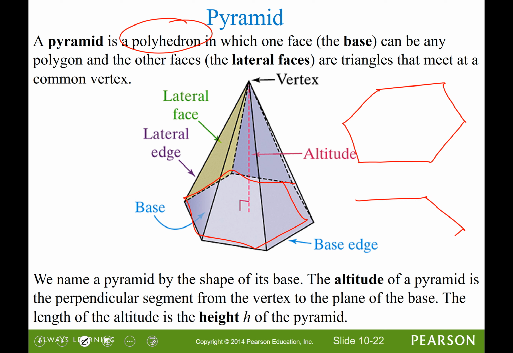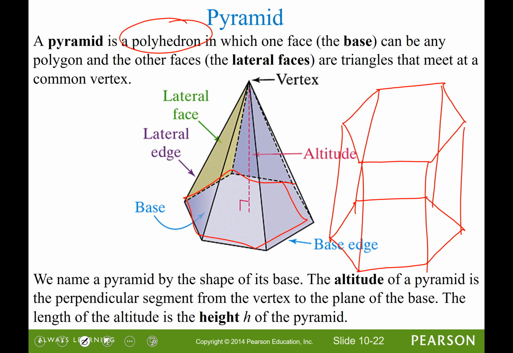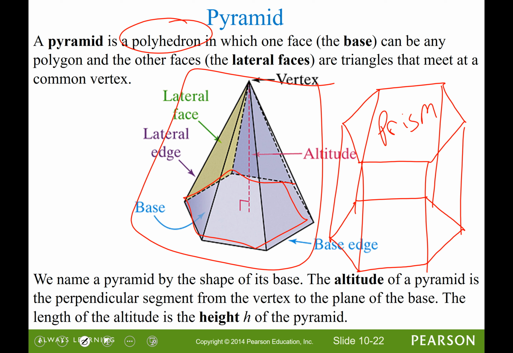So I want to draw the corresponding prism. If we had made this with two congruent parallel bases and connected all the vertices, this one right here would be called a hexagonal prism. See how the lateral faces are rectangles? And this one right here would be a hexagonal pyramid. One base versus two. Sides are rectangles versus sides are triangles. And then those triangles meet at a common vertex. That's how you get the point of a pyramid.